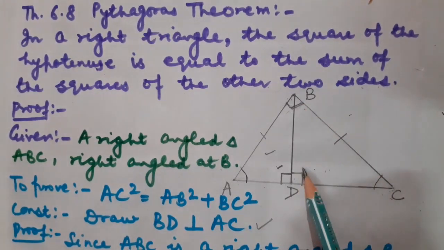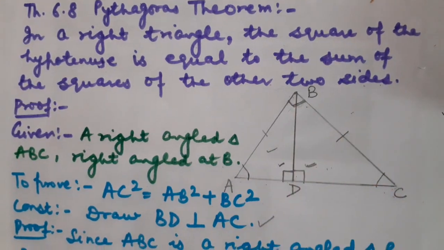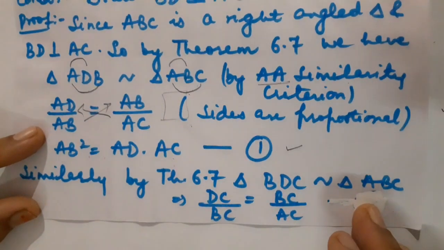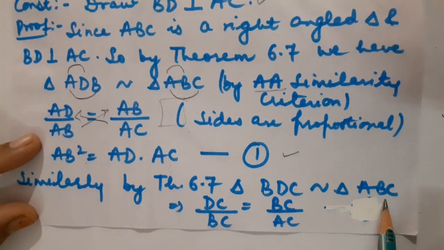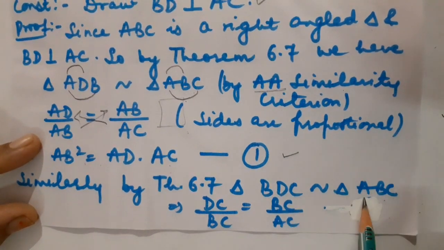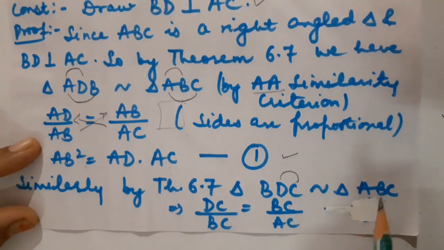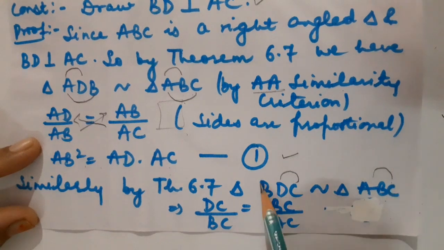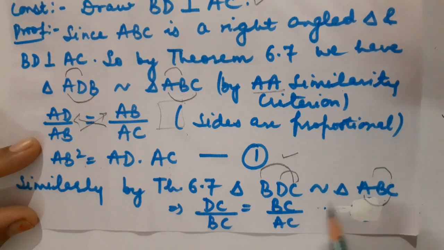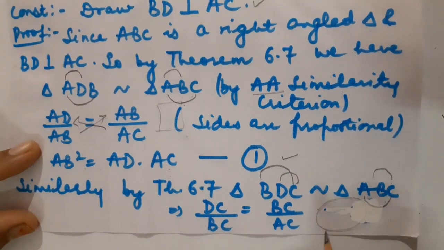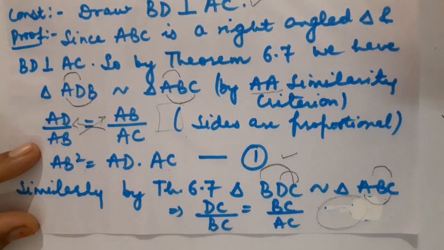Angle BDC is 90 degrees, and of course the complete angle ABC is also 90 degrees. So again, by the AA similarity criterion, triangle BDC is similar to triangle ABC. If triangles are similar, then the corresponding sides must be in the same ratio. So I have taken DC upon BC is equal to BC upon AC. Correct? I have not taken the third relation because I really don't require it. Why I don't require it, I am going to tell you now.